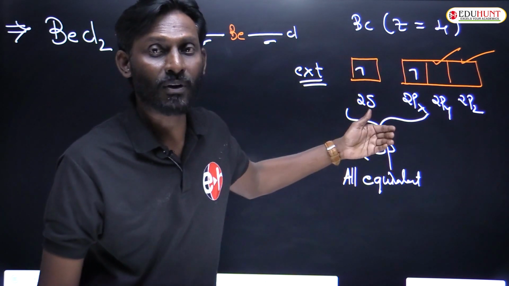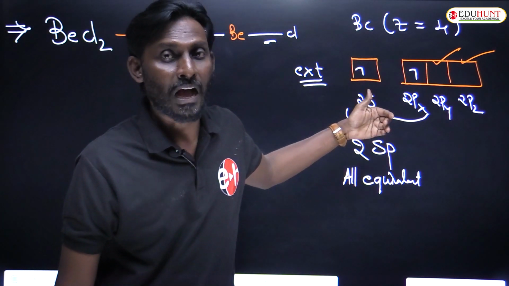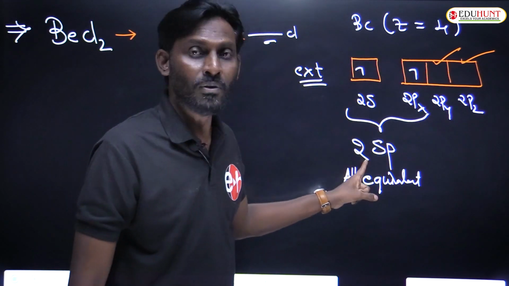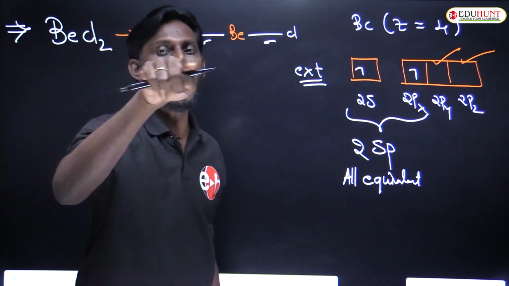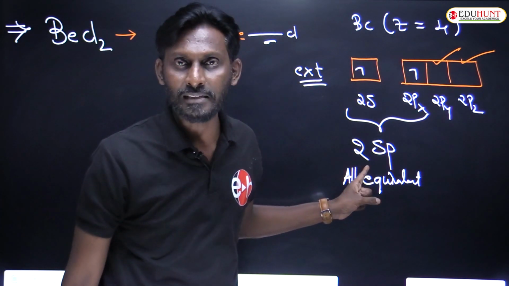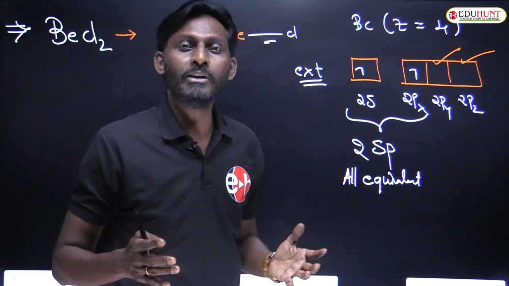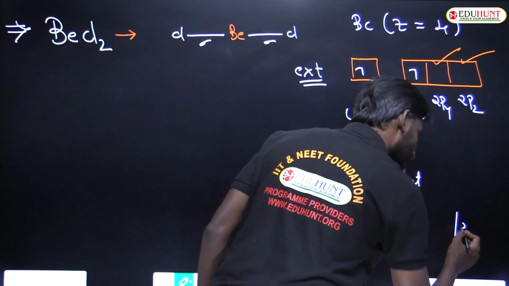Then after this, what is the step? Do you remember I explained in the previous class? After this, these 2 hybrid orbitals have to be arranged in space in such a way as to have minimum repulsion between them. When there are 2 hybrid orbitals, the arrangement which gives minimum repulsion is linear.